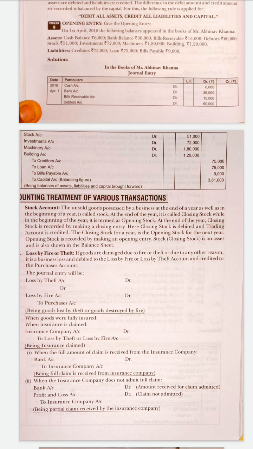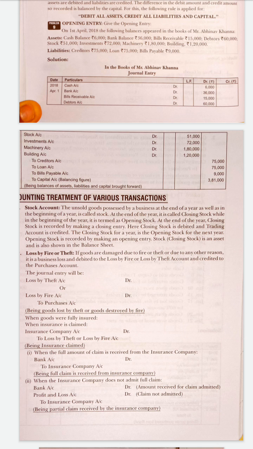So see the next one, accounting treatment for various transactions. We are going to see some of the accounting treatments, and each treatment includes journal entries. The first one is the stock account. At the end of the year there may be some unsold stock, and it will be carried forward to the next year. It is called closing stock at the end of the year. When it is forwarded to the beginning of the next year, it is termed the opening stock.